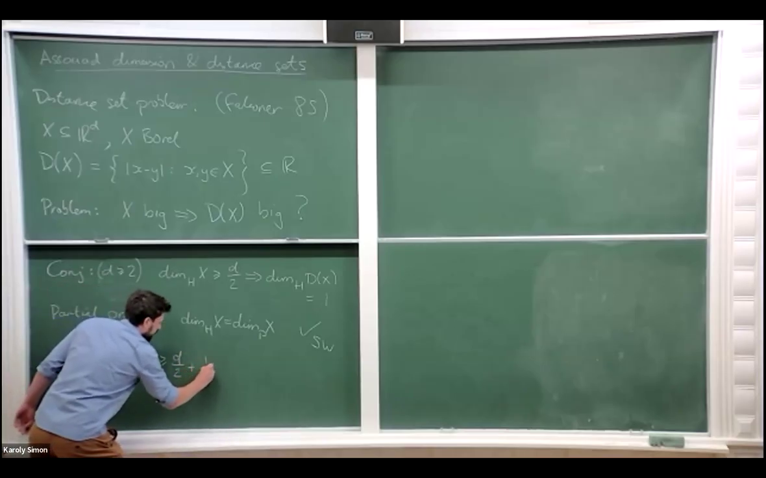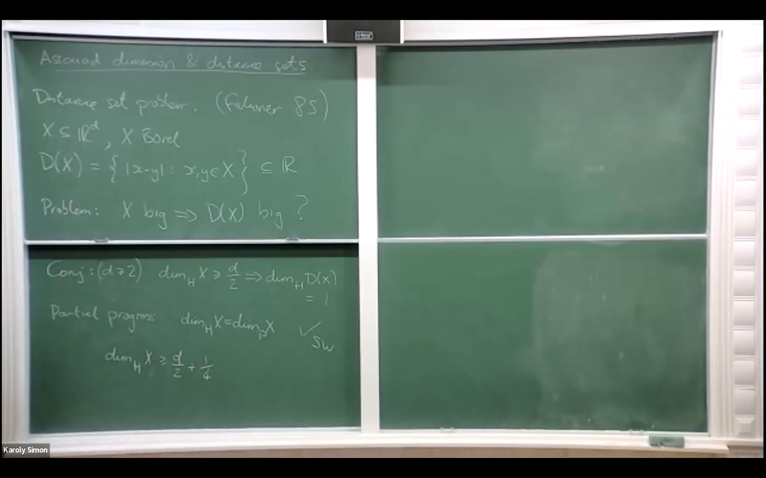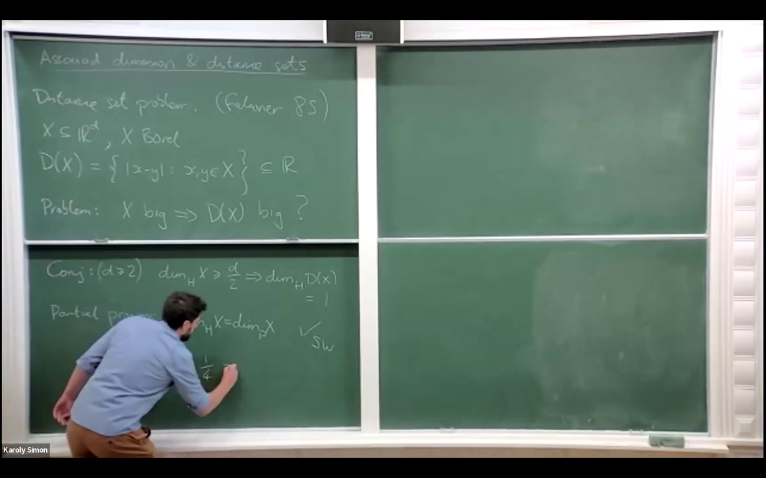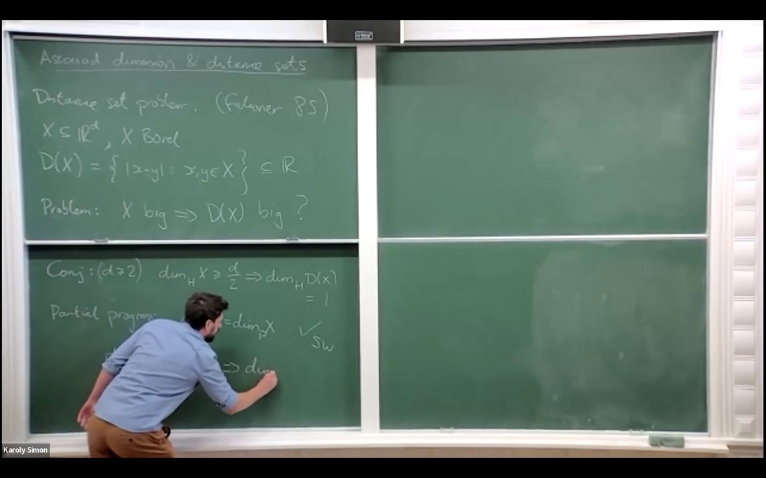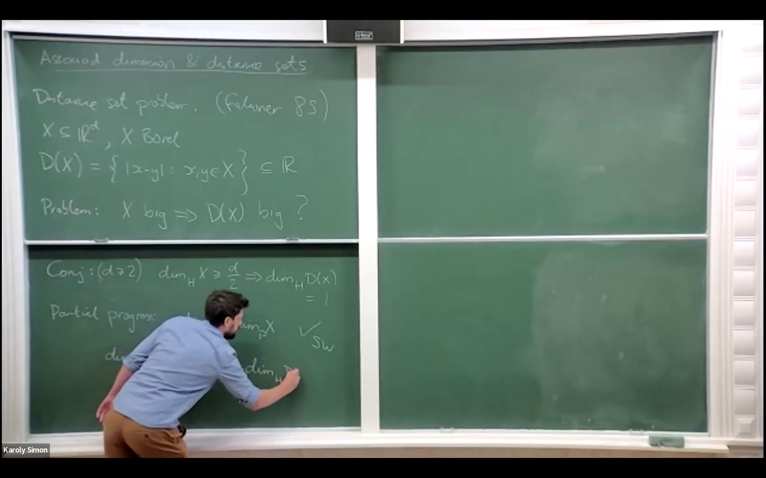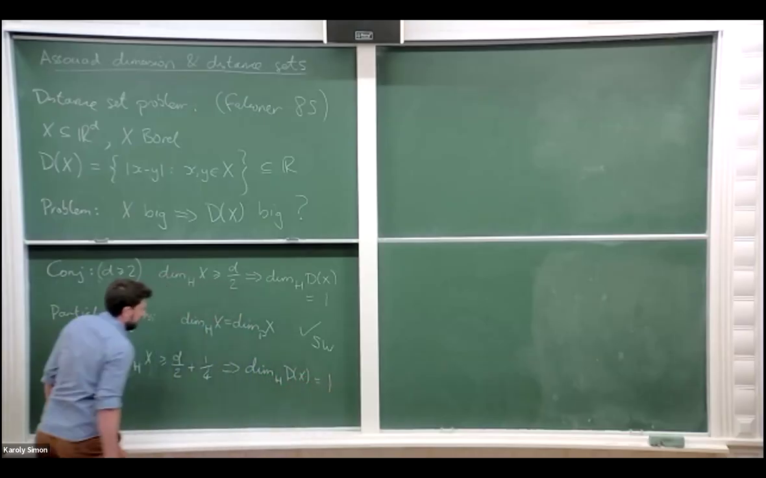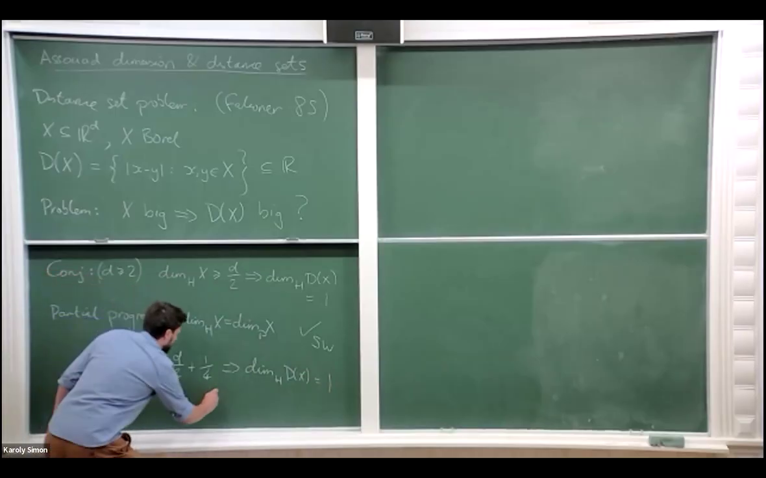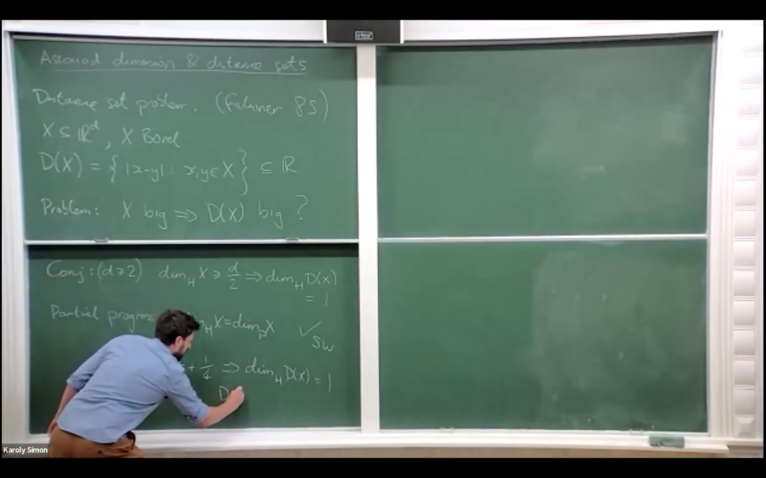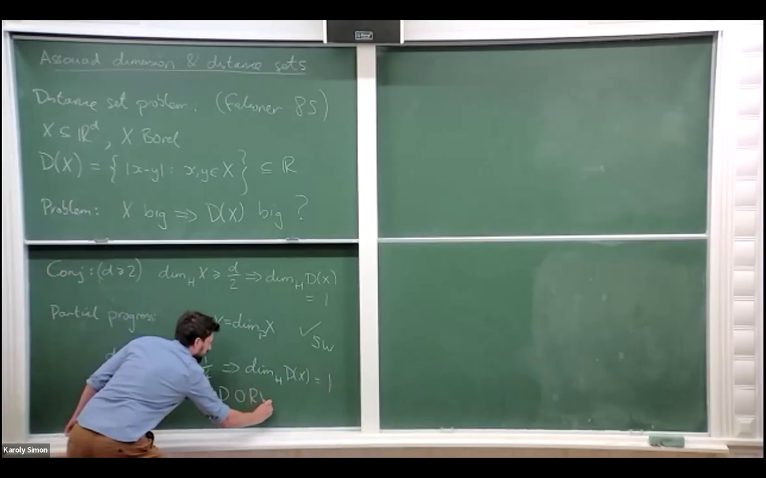But I don't guarantee that this is actually the state of the art at this very minute. But we do know that if the dimension is bigger than d over 2 plus a quarter, then that's enough to ensure that the Hausdorff dimension of the distance set is 1. So this is due to Wren and Wang, also very recent.